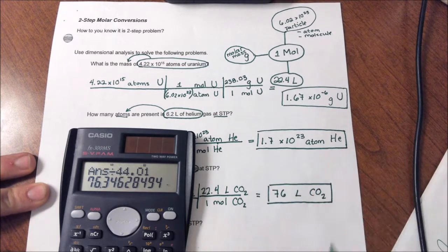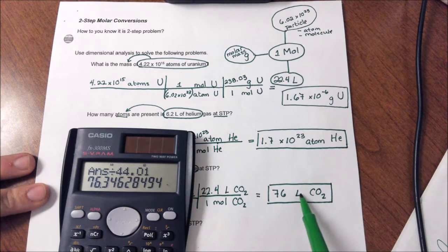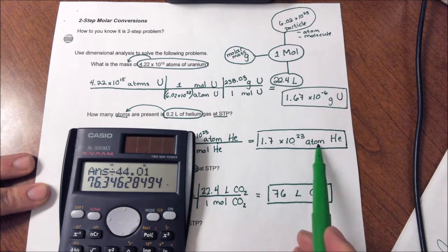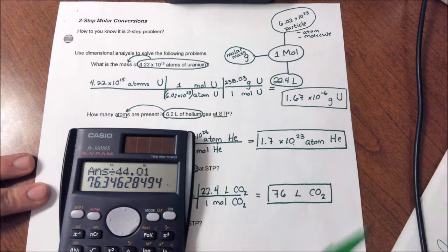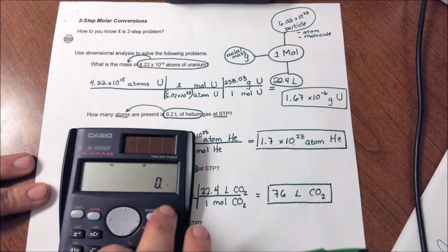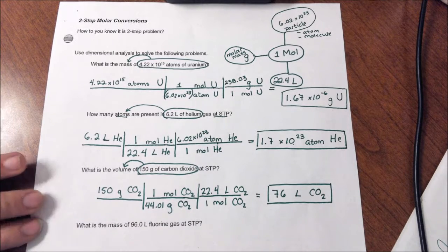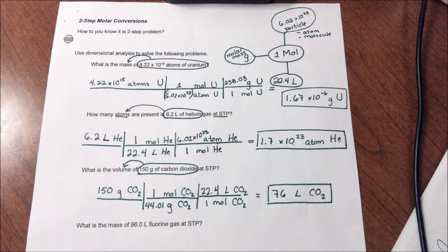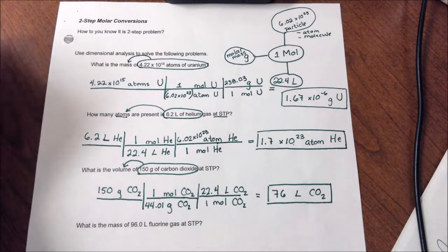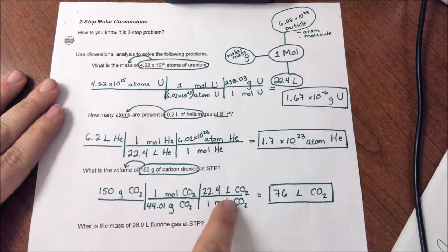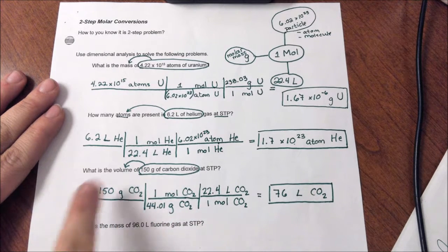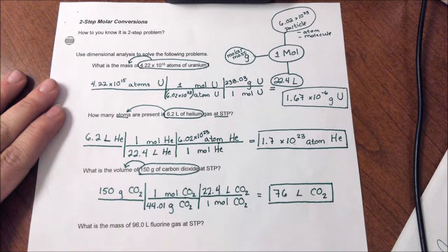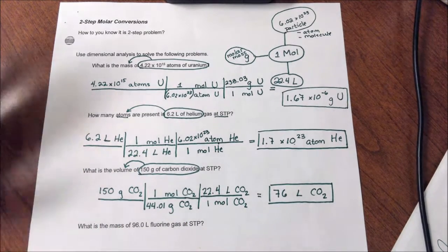And for all of these problems, notice I have a number, I have a unit, and I have a name. It's really, really important to make sure that you include that because later we are going to be doing more complicated problems that are going to involve a lot of different compounds in them. And so it's important that you know which compound you're working with as you go, which is why I write CO2 in every single box for this problem, and it's why I write helium in every single box for this problem. So that is 2-step conversions.